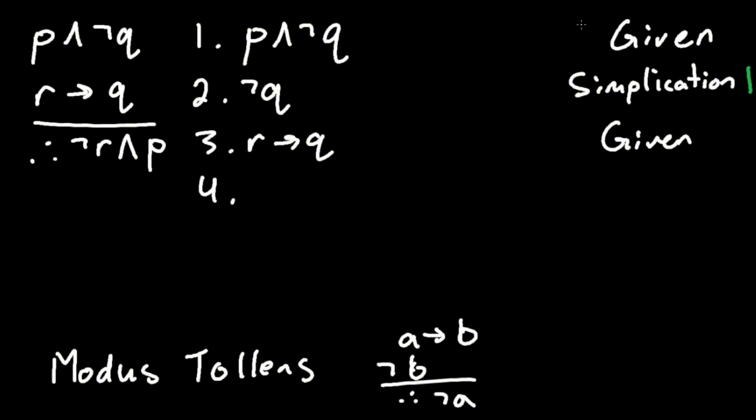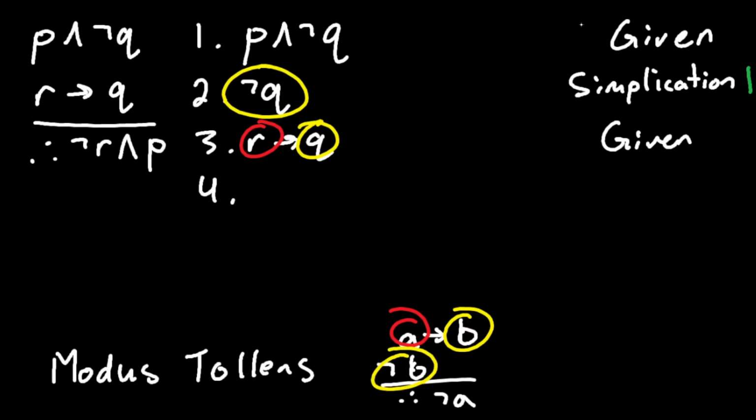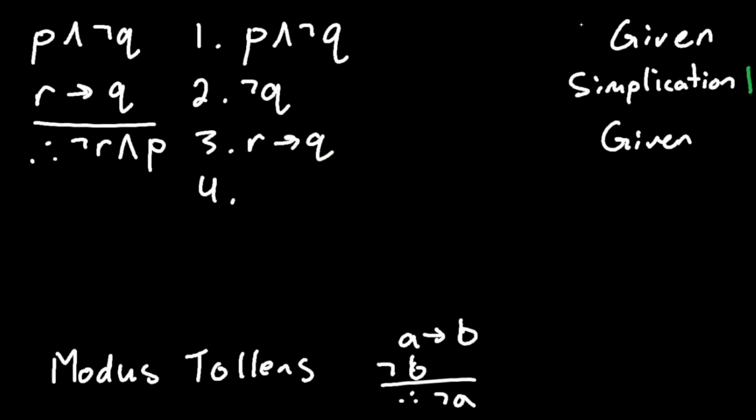Modus tollens has the format of A → B, and in this case, R is A and B is Q, right? And it's perfect. Not B, not Q, right? So we can use modus tollens. So let's go ahead and use modus tollens on lines 2 and 3.